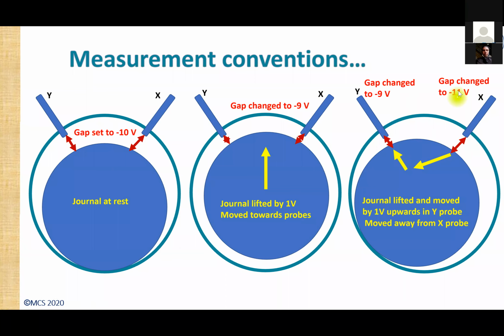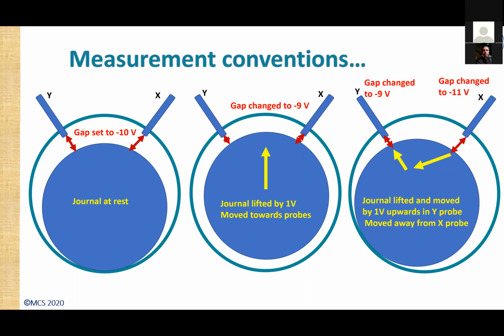So here you can see that, in this particular case, this probe has seen the shaft moving away from it, so it is becoming more negative. So minus 10 changed to minus 11. And this one has moved towards the probe, so it changed from minus 10 to minus 9. So this is how the general motions or movements can happen.